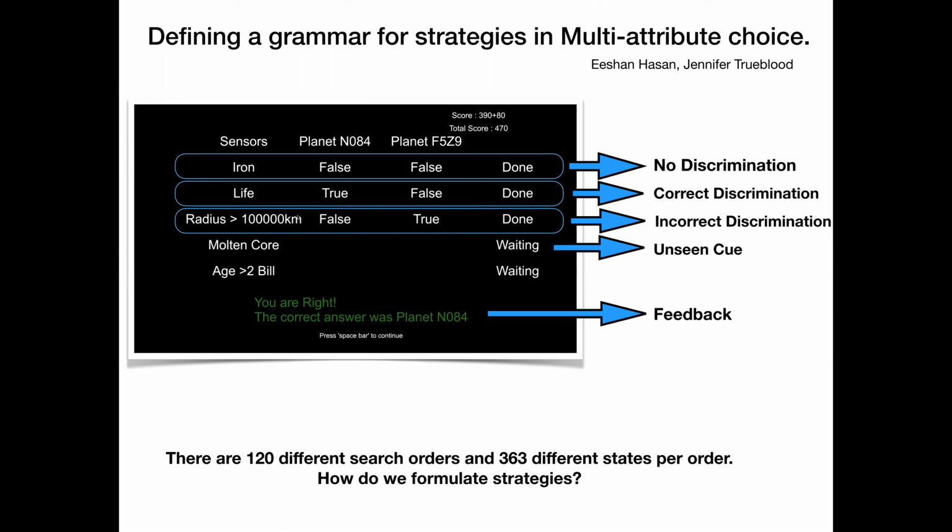Even in this rather simple task, there are 120 different orders and 363 different states per order. So the question is, how do participants traverse the space and go about formulating strategies and solving the problem?